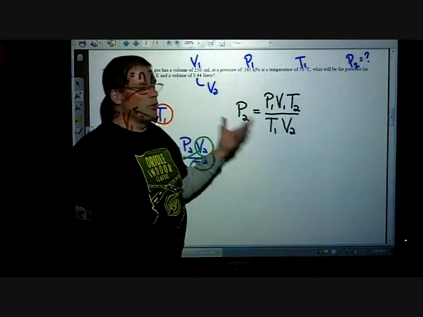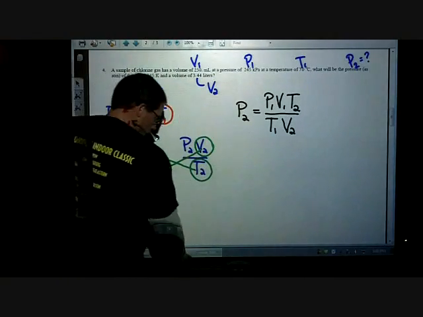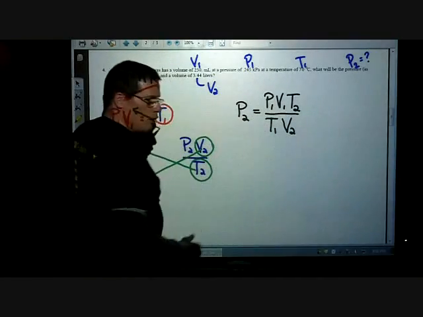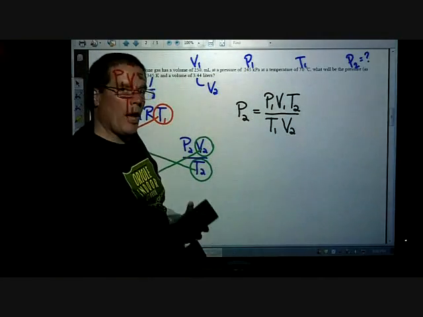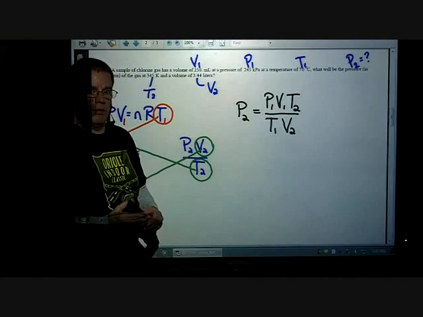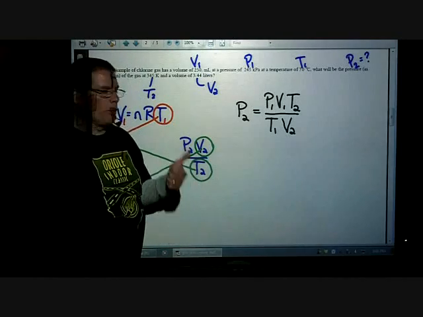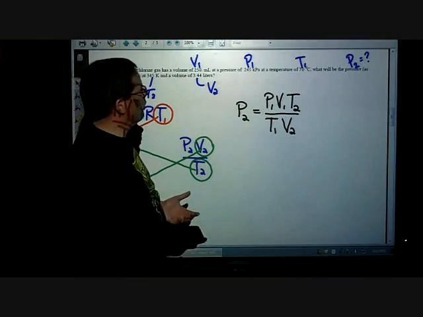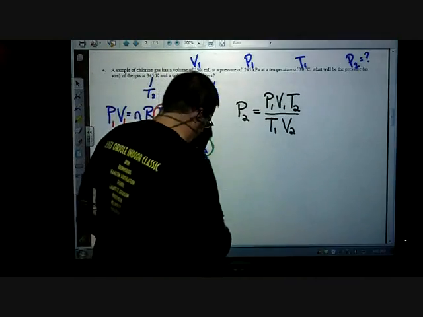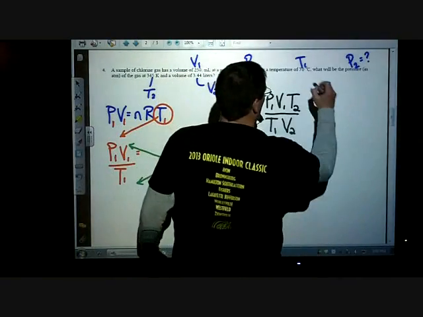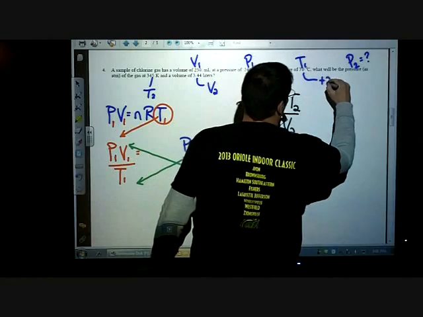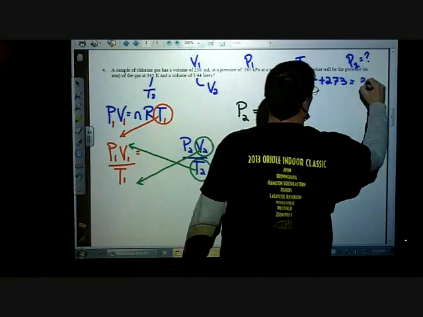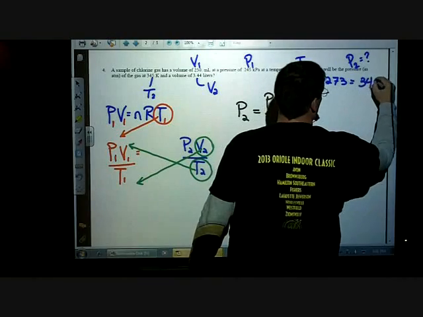Take care of the variables. Know which is which here. All right. However, since we have the equation set up like this and we're not using R, we don't have to have the same units as the R value, okay? So we don't have to have it in atmospheres. We don't have to have it in liters. The only thing we have to have is the temperature, which is in Kelvin. So we have to change the 70 by adding 273. So add 273 to that, which gives us a new temperature of 343.